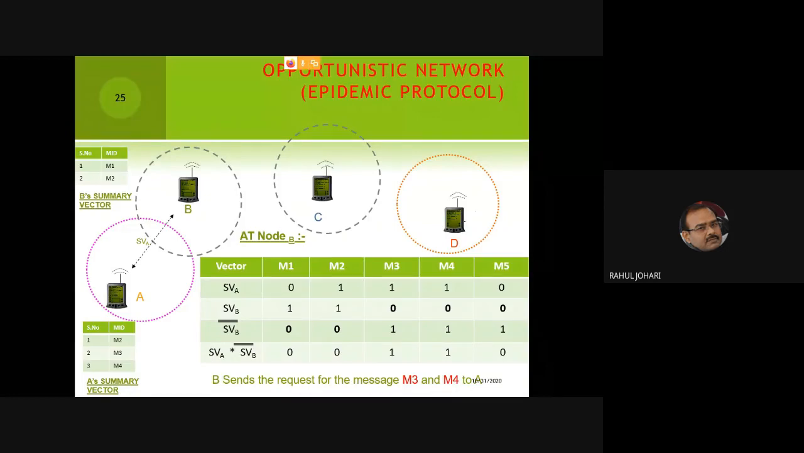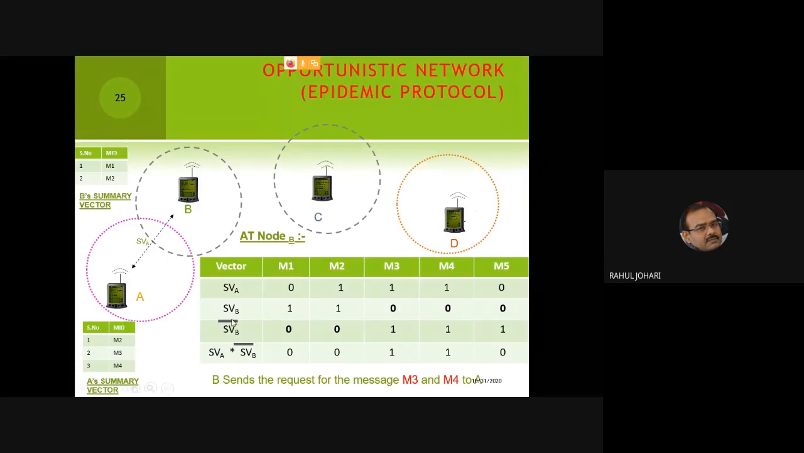How do we do it? In the top part of the slide, on the left-hand side, we have the summary vector of B. Let's say we have a total of 5 messages in the network. Node B has knowledge of M1 and M2, that is message 1 and message 2, and node A has knowledge or awareness of messages 2, 3 and 4. So out of 5 messages, node A is aware of 3 messages, M2, M3 and M4, and node B is aware of 2 messages, M1 and M2.